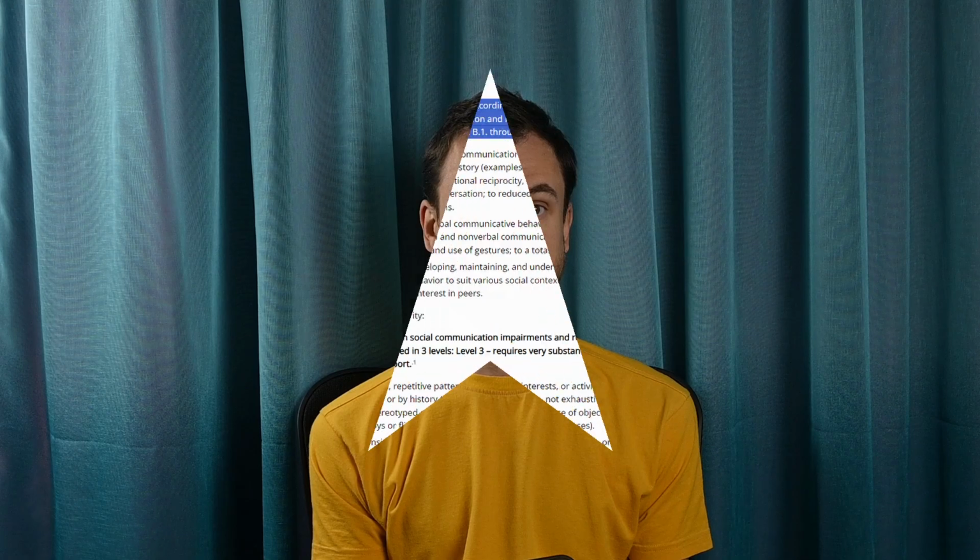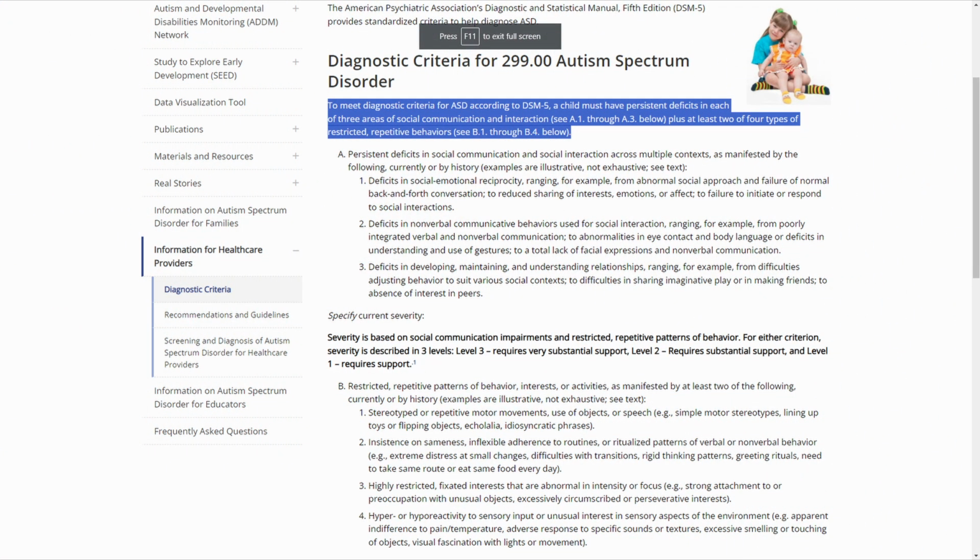In today's video, I'm going to explain the somewhat confusing DSM-5 diagnostic criteria for autism. I'm going to explain it from the point of view of high-functioning autism. So let's begin. To meet the diagnostic criteria, a child or a person must have persistent deficits in each of three areas of social communication and interaction, plus at least two of four types of restricted repetitive behaviors. So there are 5 sections, and section A is mandatory.